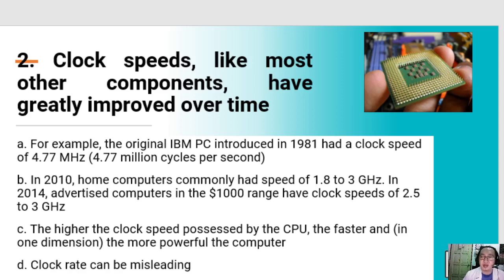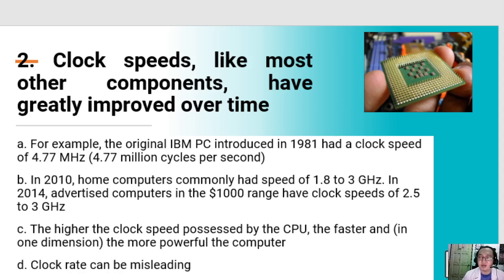Clock speeds, like most other components, have greatly improved over time. For example, in 1981, the IBM PC had a clock speed of 4.77 megahertz. So that is 4.77 million cycles per second. And in 2010, home computers commonly had speeds of 1.8 to 3 gigahertz. So imagine the difference.